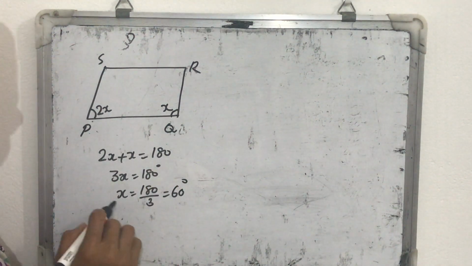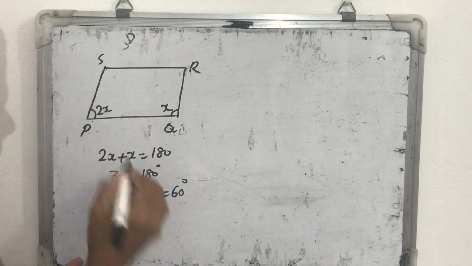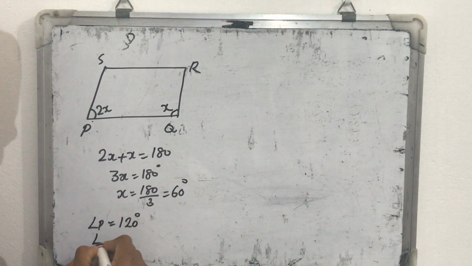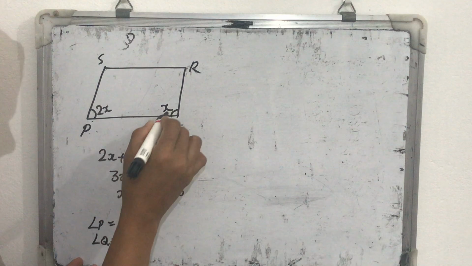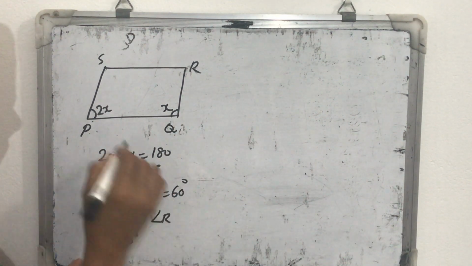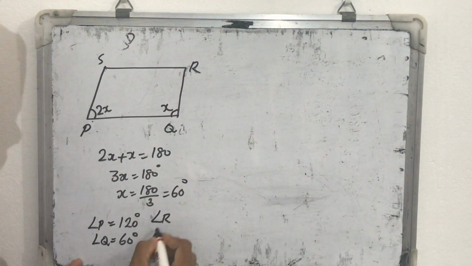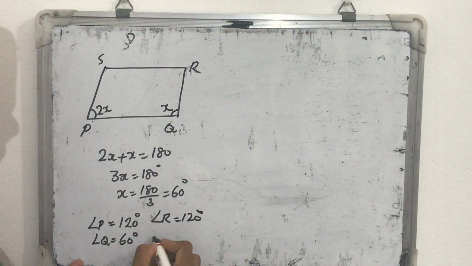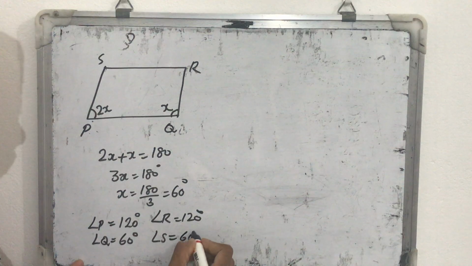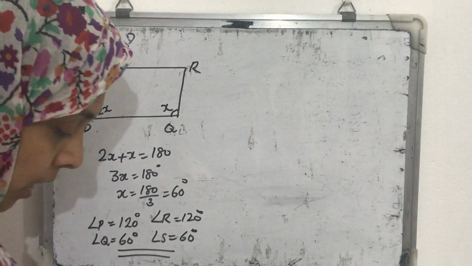So what will be each angle? Angle P is equal to 2x, so 2 into 60, that is 120 degrees. Angle Q equals x, that is 60 degrees. Then if P is 120 degrees, its opposite angle R also will be 120 degrees. And angle S will be 60 degrees, the opposite angle of Q. These are the 4 angles of that parallelogram.